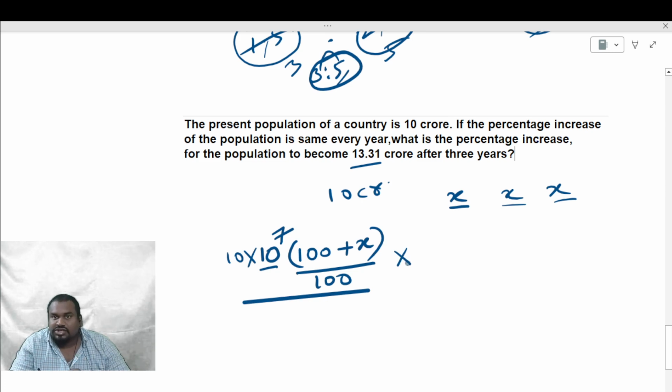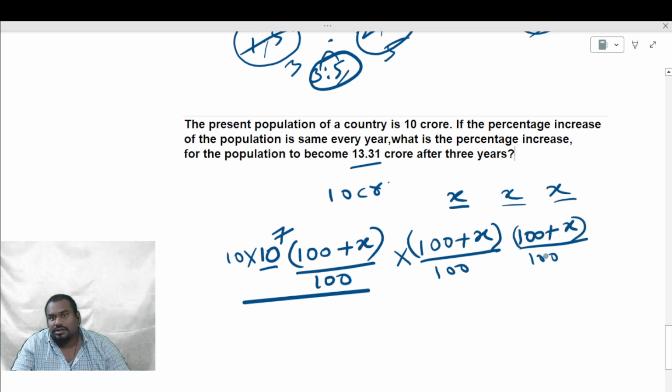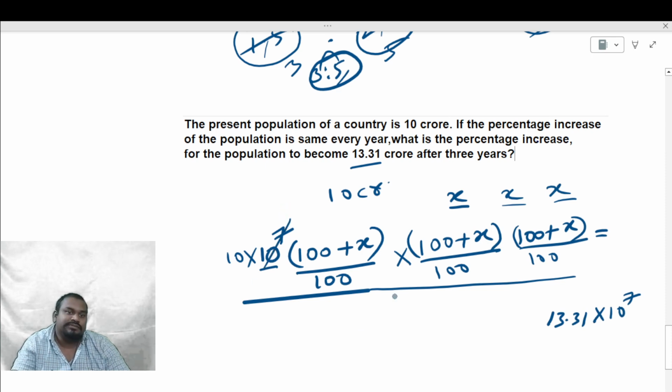But did it stop after 1 year? No. Again it increases, so multiply by 100 plus X by 100. Again the third year, 100 plus X by 100. After doing all these calculations, it became how much? 13.31 crore. Crore means 10 power 7. Both sides have 10 power 7, which will cancel. Whatever the common terms available, just cancel them.